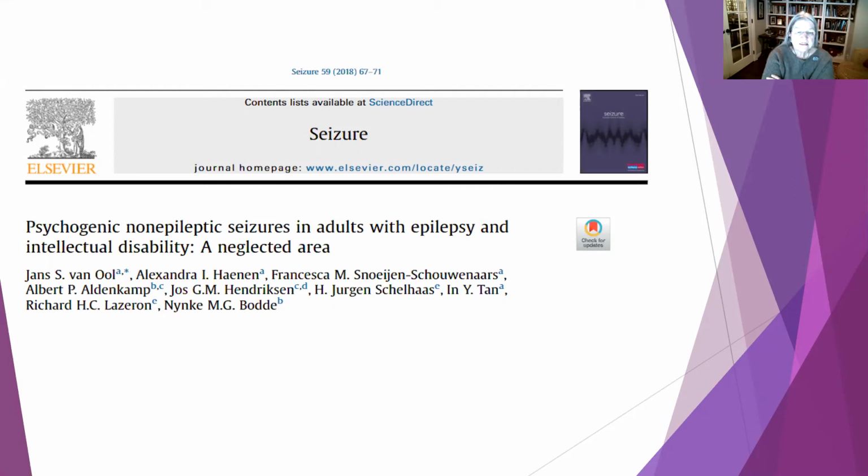And then what they did is they compared the 2 populations. They looked at depressive symptoms specifically and quality of life. And they found that in people with intellectual disability, there were more depressive symptoms and more people reporting a lower quality of life in that cohort.